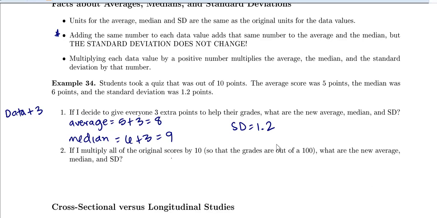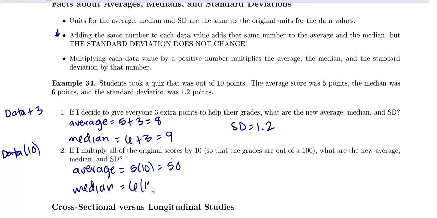Number 2, if I multiply all the original scores by 10, so that the grades are out of 100, what are the new average, median, and SD? So now we're taking our data times 10. For the average, we take the old average of 5, times 10, so my new average is 50. For the median, we take our old median of 6, times 10, so we're at 60. And for the standard deviation, because we multiplied by 10, everything is much more spread out, so we take the old standard deviation, times 10, and we get 12. So just some useful rules.